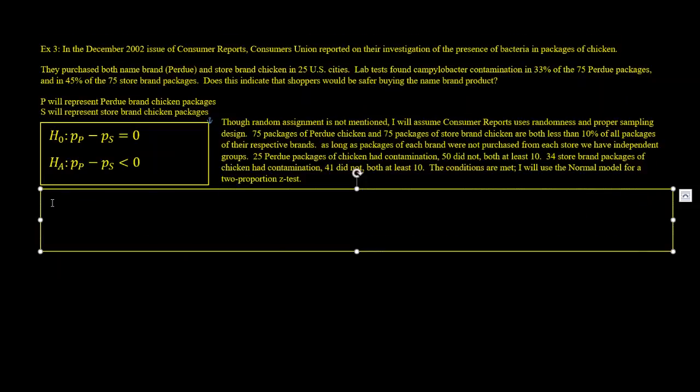Again, use technology, you don't want to do this by hand. So, our sample size for Perdue was 75, so N sub P is 75. The sample size for store brand was the same, so N sub S equals 75. Now let's find out those statistics. So X sub P, the successes, in this case, which is getting bacteria, was 25. And X sub S, for the store brand, 34 of those had bacteria.